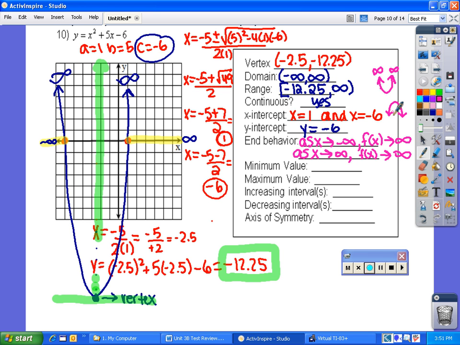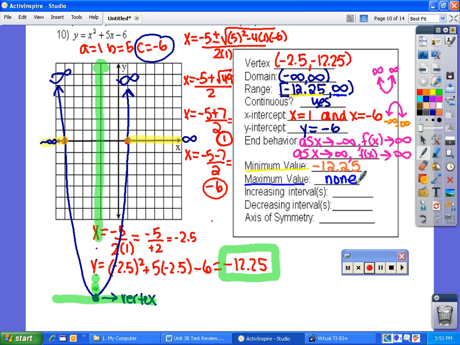If both of them point down, both of your answers will be negative infinity for left and right. Alright, the minimum value is the first number of the vertex. That's the minimum. So the minimum value for here will be negative 12.25. The maximum value is the second number of the vertex. If you notice, the second number is infinity, so we have no maximum.